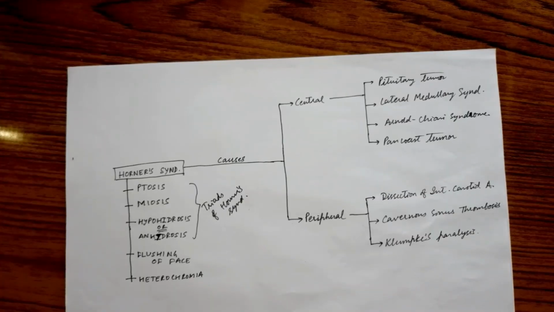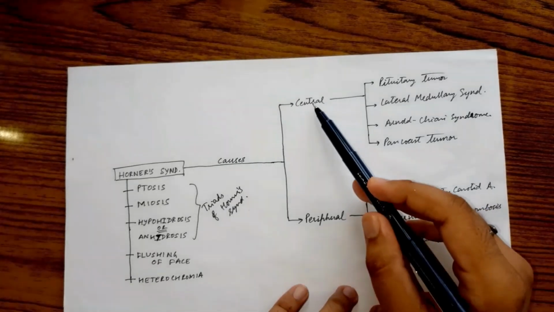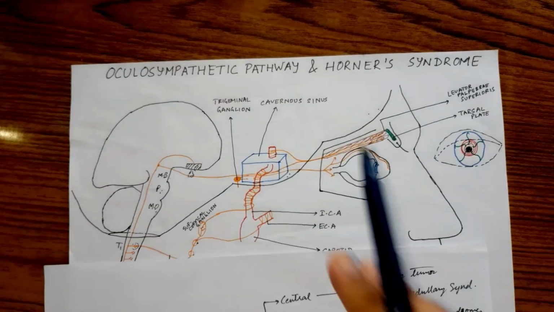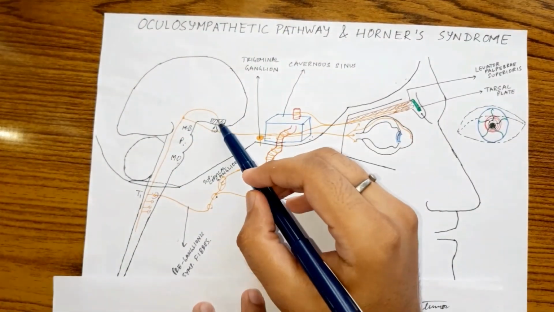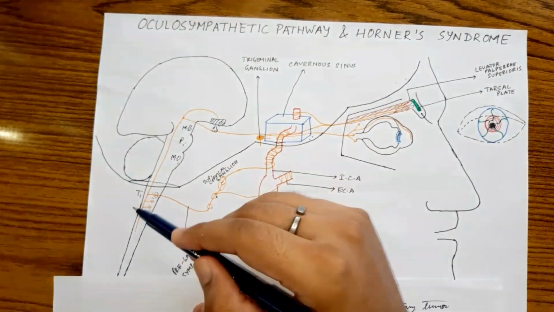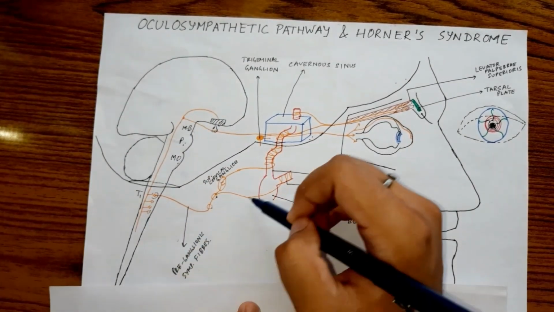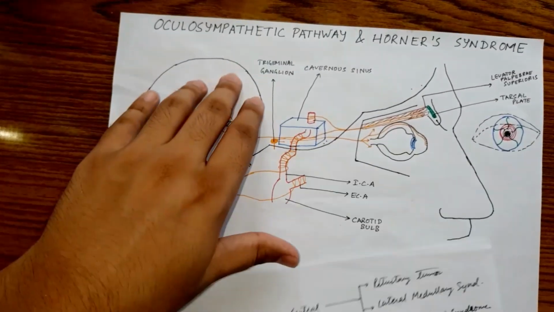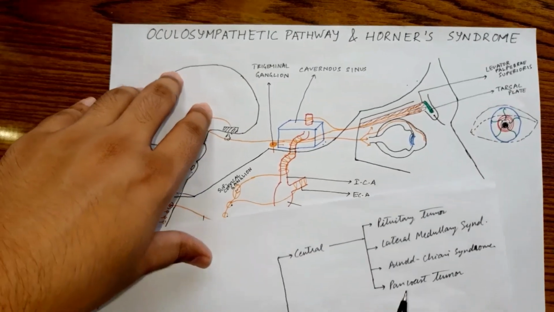So now let's come to the causes of Horner syndrome. The causes may be central or peripheral. Central means the involvement of first order neurons from the hypothalamus and the preganglionic sympathetic fibers. Peripheral means the involvement of postganglionic sympathetic fibers.